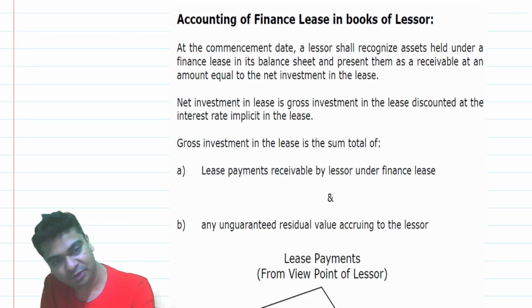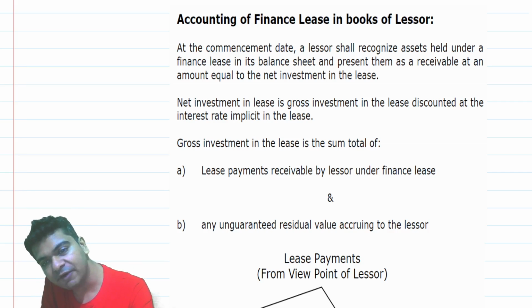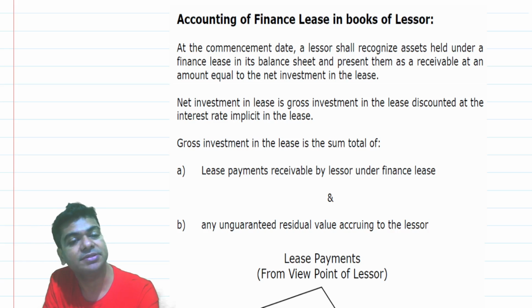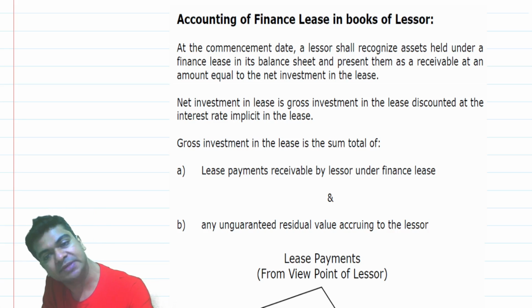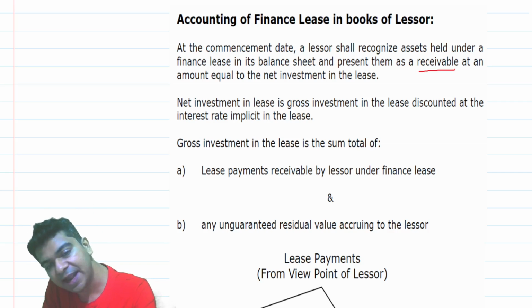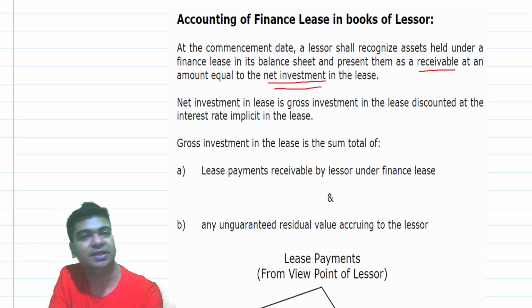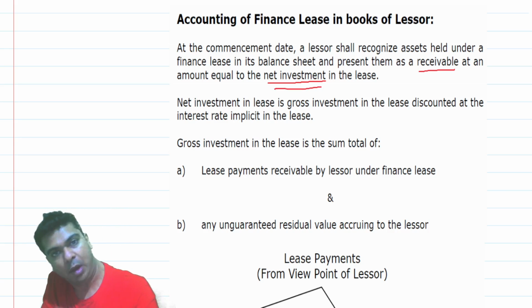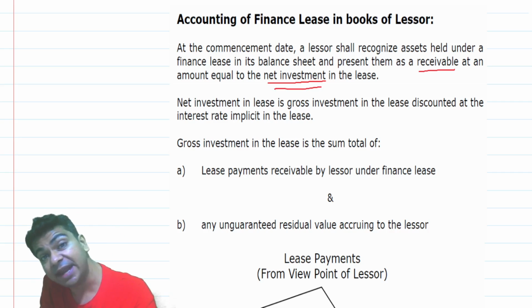What Ind AS 116 requires is that at the commencement date, a lessor shall recognize assets held under a finance lease in its balance sheet and present them as a receivable at an amount equal to the net investment in the lease. So you are basically supposed to determine the net investment in the lease. How shall that be done?